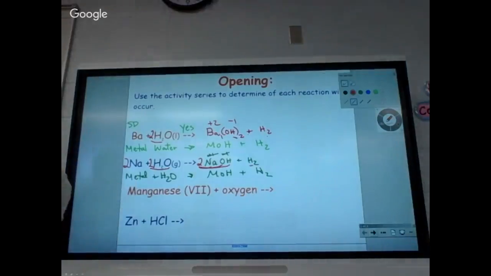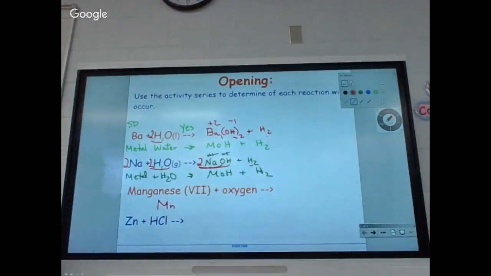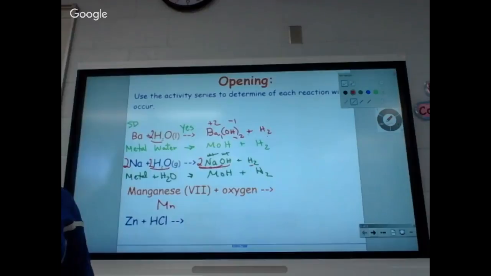The last, whoop, not the last one. Manganese 7. How do I write manganese 7? Just Mn. Okay, we don't put a 7 on it. It's just Mn. You either have an element or you have something with a what number on it.